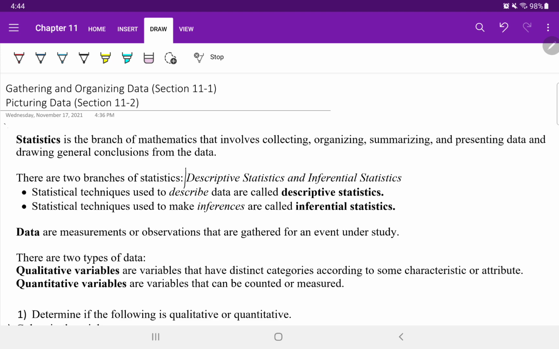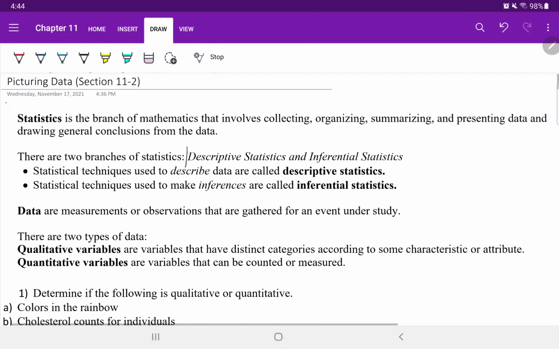We're going to focus more on samples and populations in the next video, but we're going to look at statistics first. There are two branches of statistics. It is called descriptive statistics and inferential statistics. And each branch is important to understanding what is being asked of you. Now, statistical techniques used to describe data are called descriptive statistics. That is descriptions. Descriptive statistics involves the collecting, organizing, summarizing, and presentation of your data.